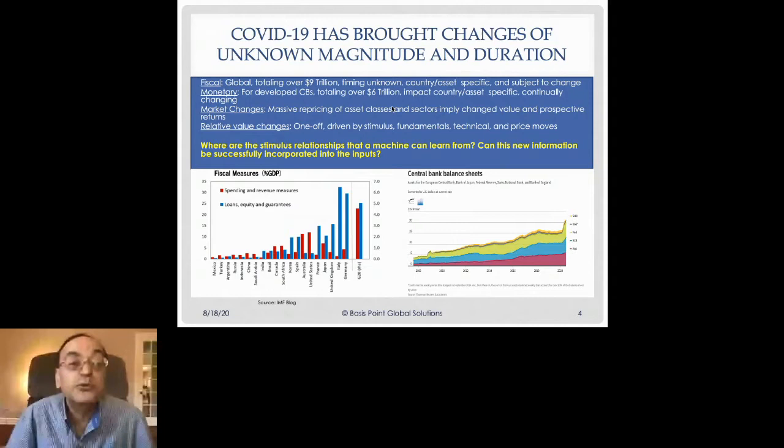The third and fourth changes have to do with changes in the market, because the market itself has repriced enormously and sectors have changed in their value, in their fundamental value and in their future prospective returns, and relative value changes. So one-off changes driven by stimulus, fundamentals, technicals, and price moves have all shifted rather dramatically. And the question arises as to where these stimulus relationships can be found for a machine to learn from. And can this new information be successfully incorporated into the inputs of an ML model?